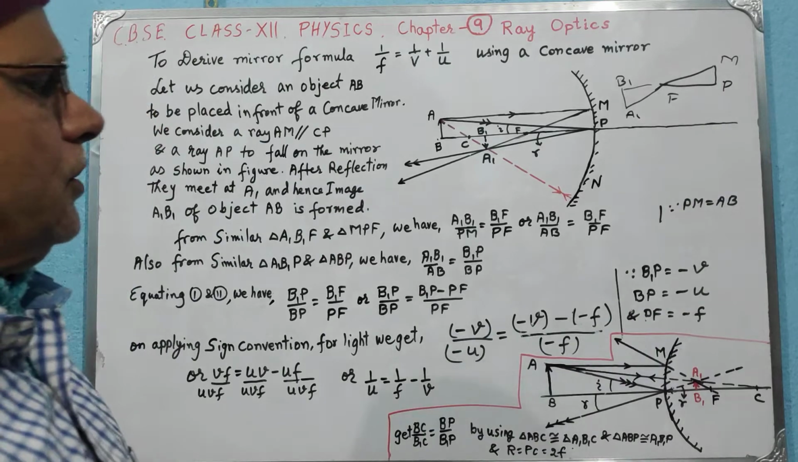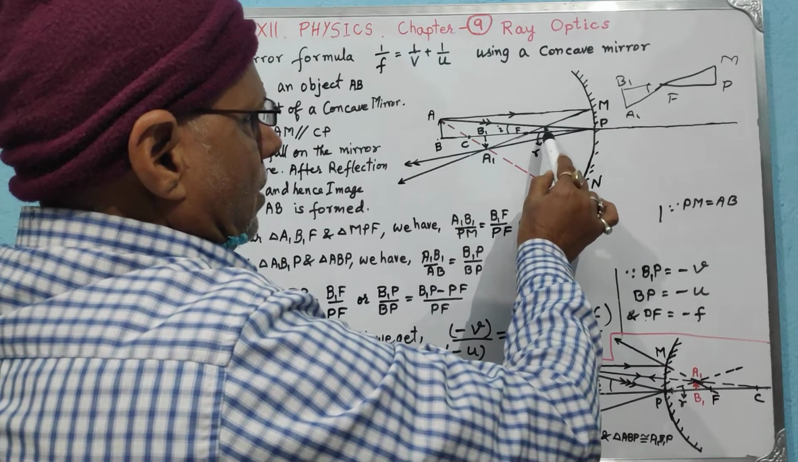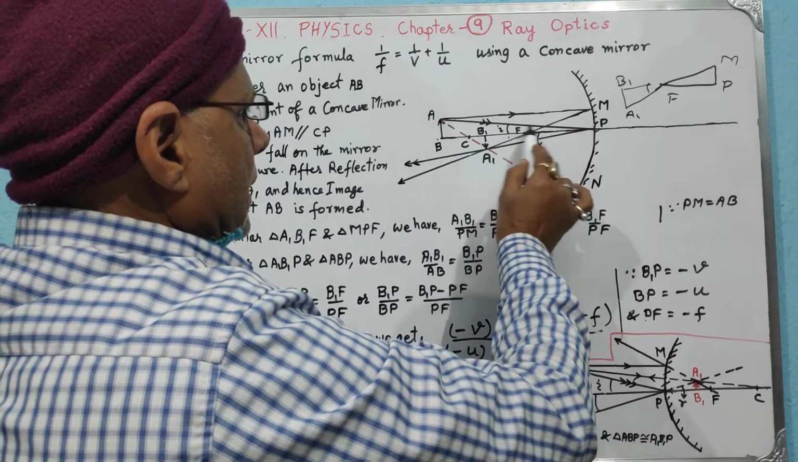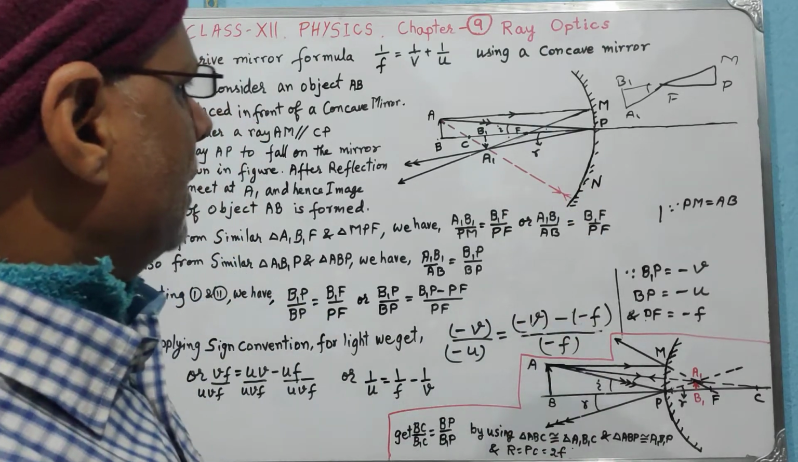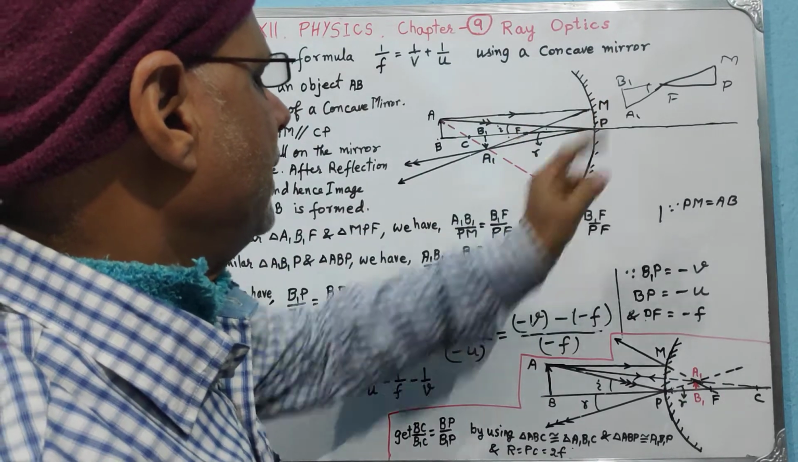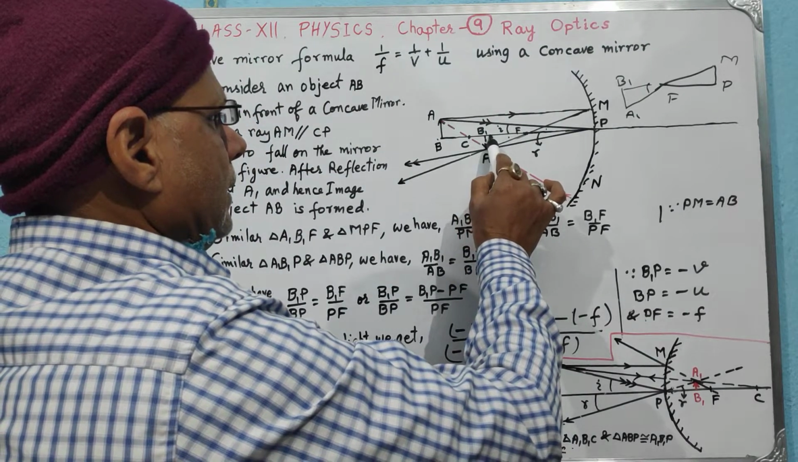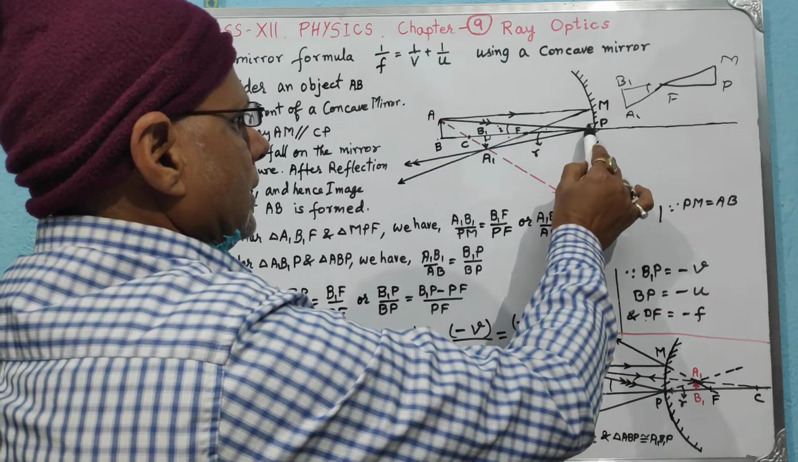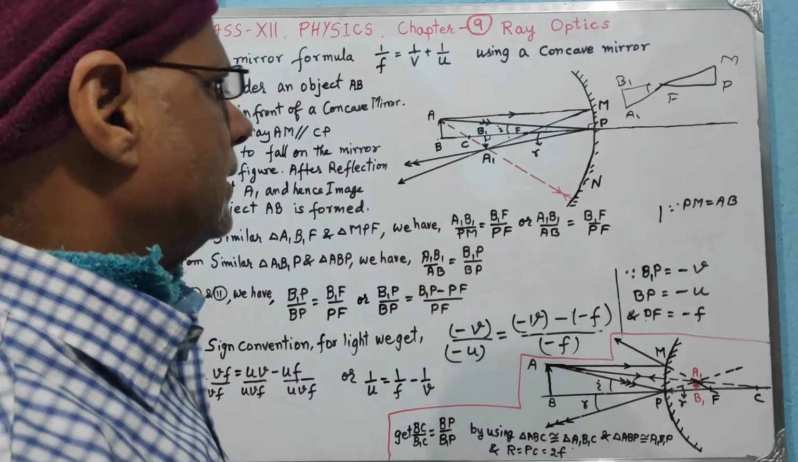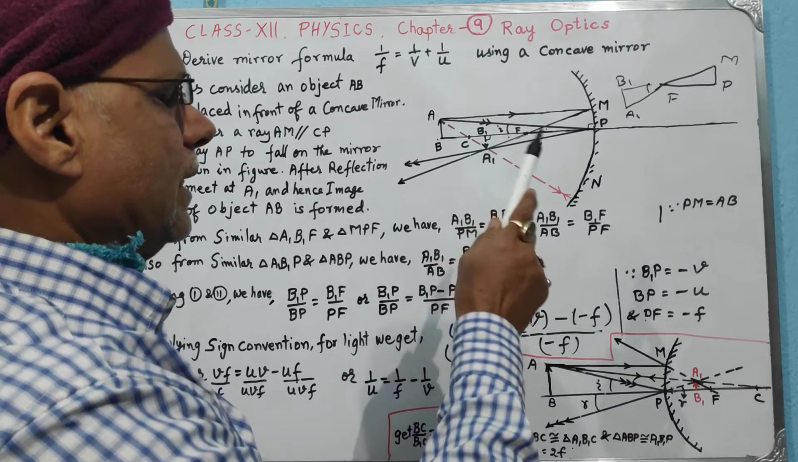Now we consider these two triangles. These are similar because the vertically opposite angles are equal. So this angle is equal to this angle. I mean angle CFA1 is equal to angle MFP. So these two angles are equal. One angle is 90 degrees here, and one angle is 90 degrees here. And therefore these two triangles are similar, and so we can write for similar triangles the side ratios are equal.